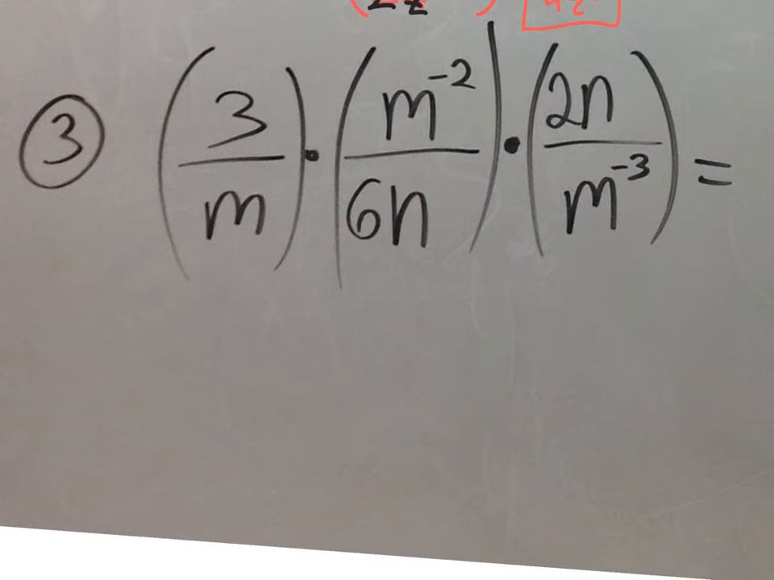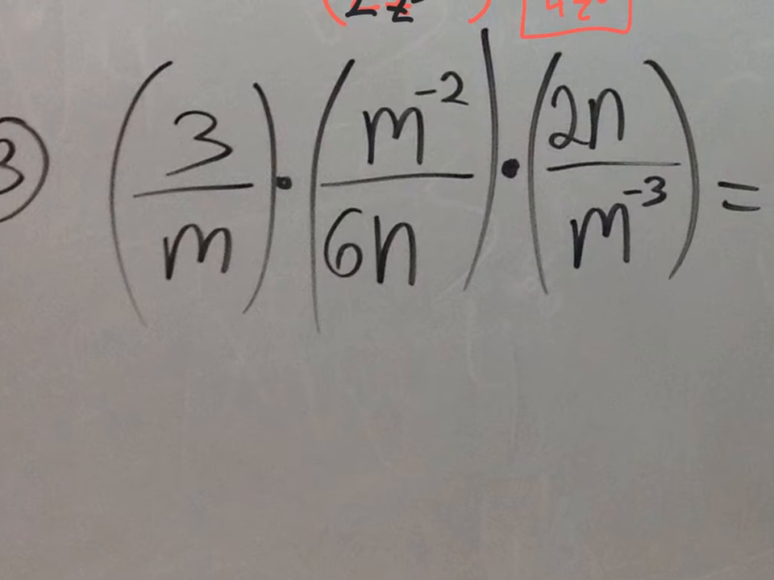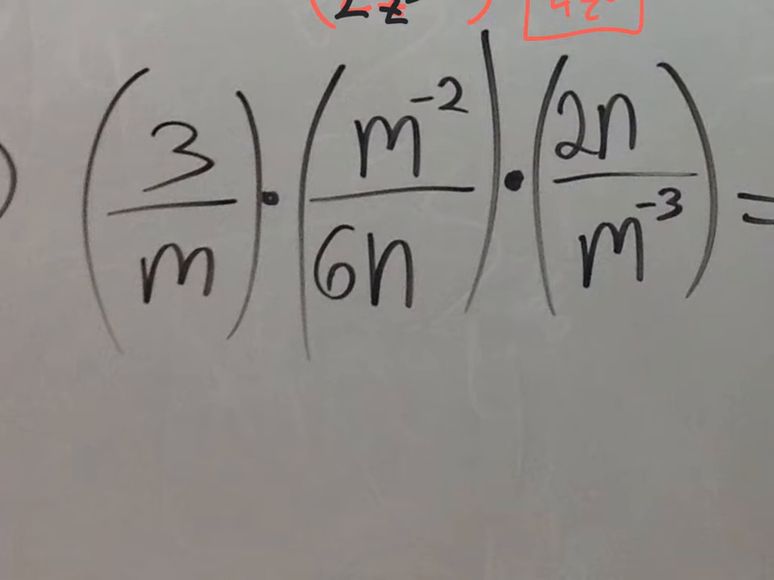I want to pause it, let you copy it down. You guys are going to try to do it. So, what should we start with? What rule do you guys want to apply first? Excellent. Negative exponents, let's move them down and make them positive. So there's going to be a positive m squared down here.